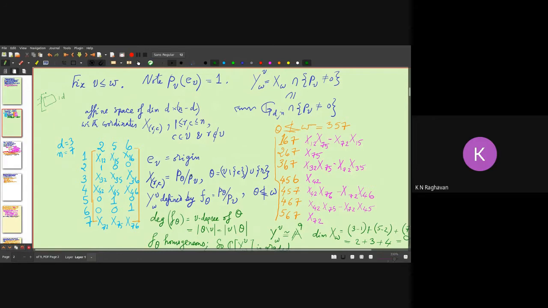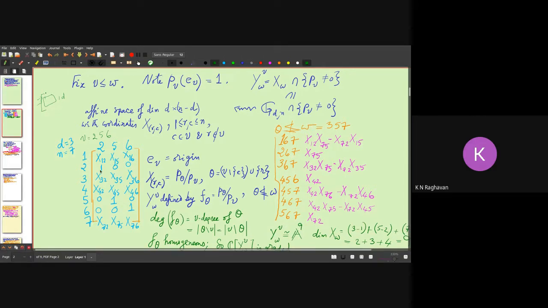Okay, so here is the matrix. You arrange these X sub r,c in a matrix as follows. So you have a d by n matrix. The columns represent elements of V. I'm taking here V to be 2, 5, 6. This example is for 2, 5, 6, and n equal to 7 here. So I have these seven numbers here, 1 through 7.